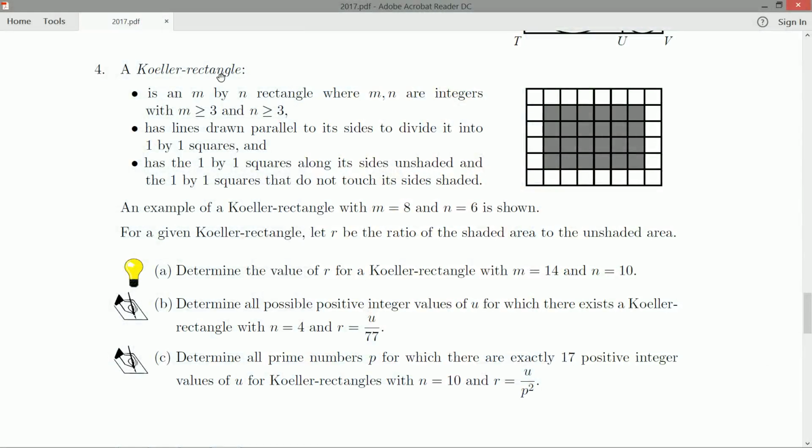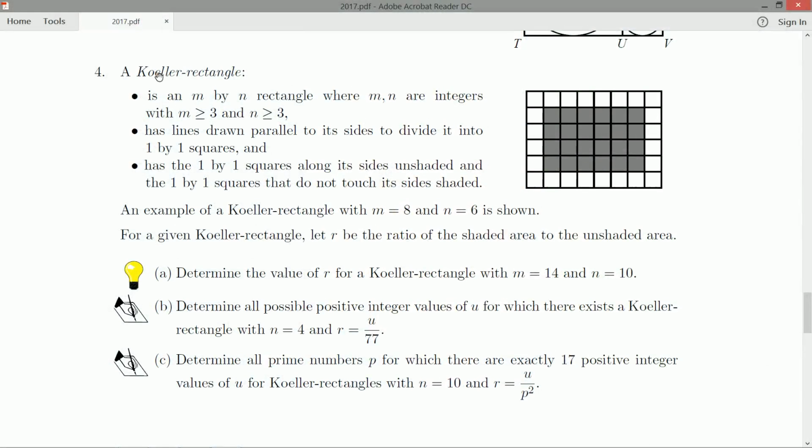A Keller triangle, or a Kohler. I always have trouble with the OEs. I think it's a romanization of the German O with the double dot, the umlaut on it. I'm just going to say Keller. But a Keller triangle is an m by n rectangle where m and n are integers, with m and n both greater than 3. Bet it has something to do with this picture here.